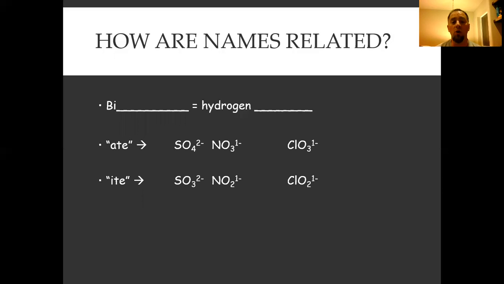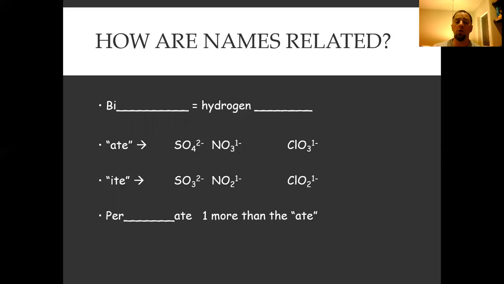Our next one, NO3 1 minus, is the nitrate ion. And then 1 less oxygen is going to change that suffix again, just 1 letter in the name and spelling of that polyatomic ion, in nitrite. And then our last one, ClO3, is chlorate, and 1 less oxygen is chlorite.